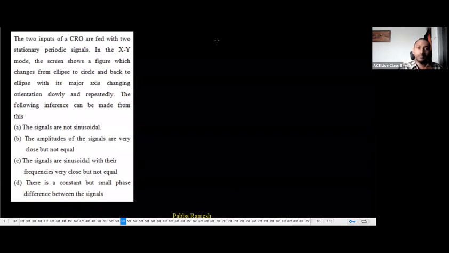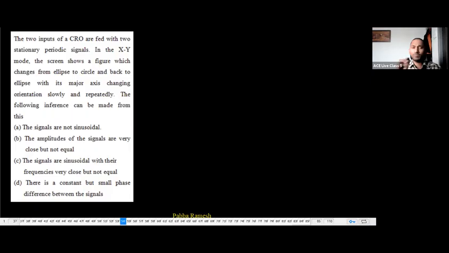Option D, option C. Right, people are giving C and D. Two inputs, concentrate here. What is the given data? Two inputs of a CRO are fed with two stationary periodic signals. What do you mean by stationary? It is a confusing word. With this entire word, don't get confused.